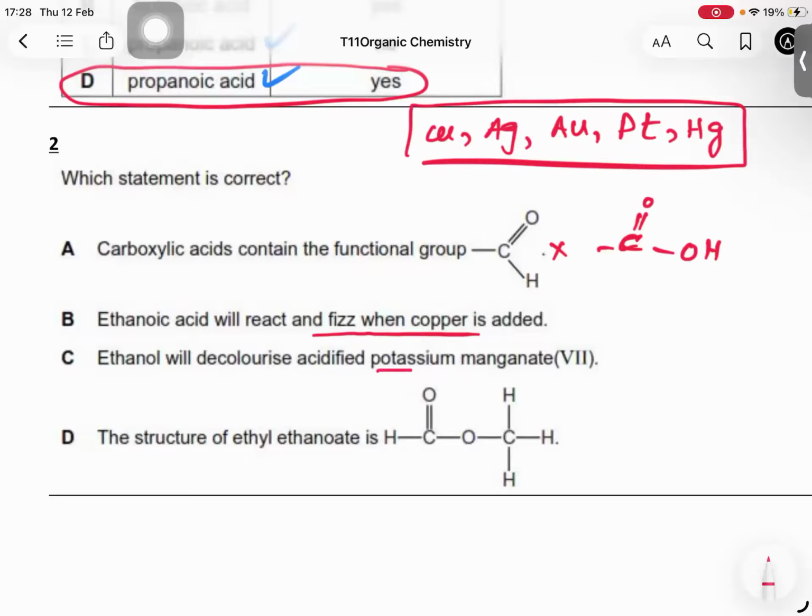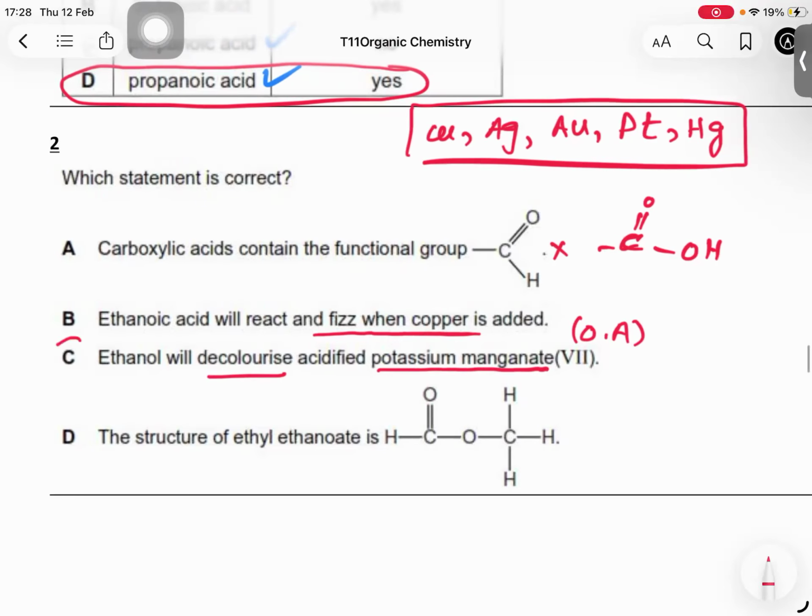Ethanol will decolorize potassium manganate. Yes, potassium manganate is an oxidizing agent. It will oxidize the ethanol, right? And yes, the color will be changed. So which statement is correct? This one. The structure of ethyl ethanoate is this.